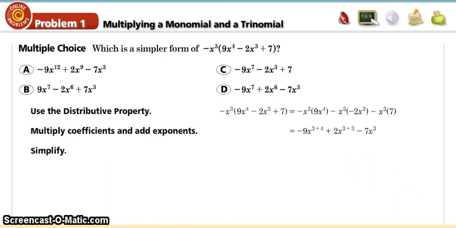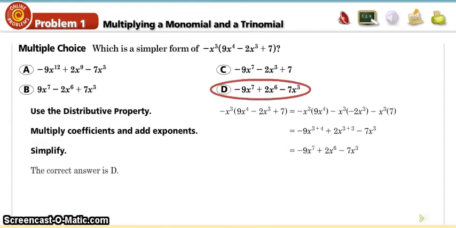Now simplify. The correct answer is D. So distribute your negative x to the 3rd throughout the entire parentheses, making sure you multiply coefficients and add exponents. That way you can simplify throughout.